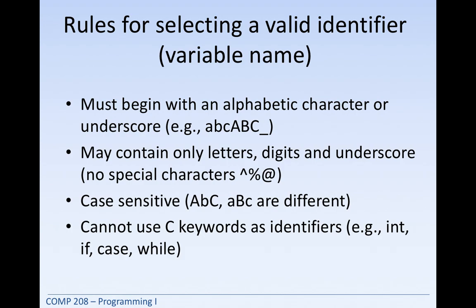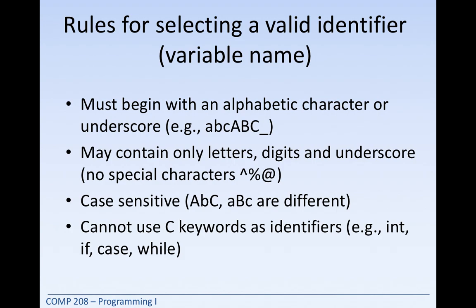We said there are rules for selecting a valid identifier or a variable name. It must begin with an alphabet character or an underscore. I also discussed this in class. So it always starts with an alphabet or an underscore. If you see a variable that starts with a digit, then it's not a valid variable name, which means it will trigger an error.